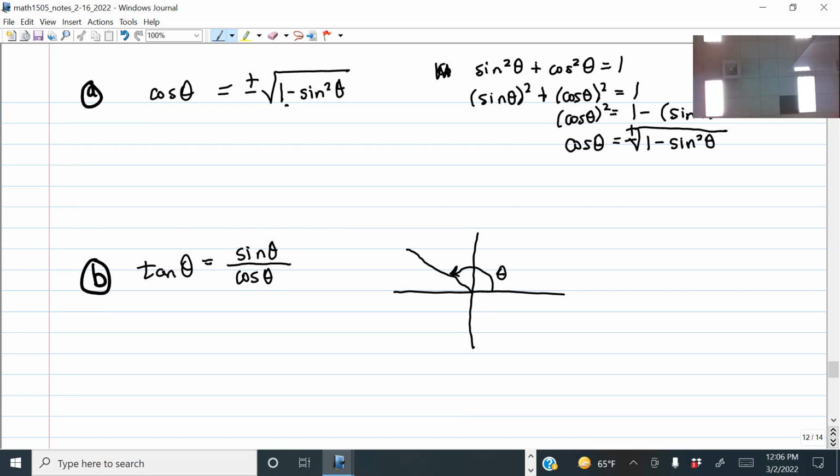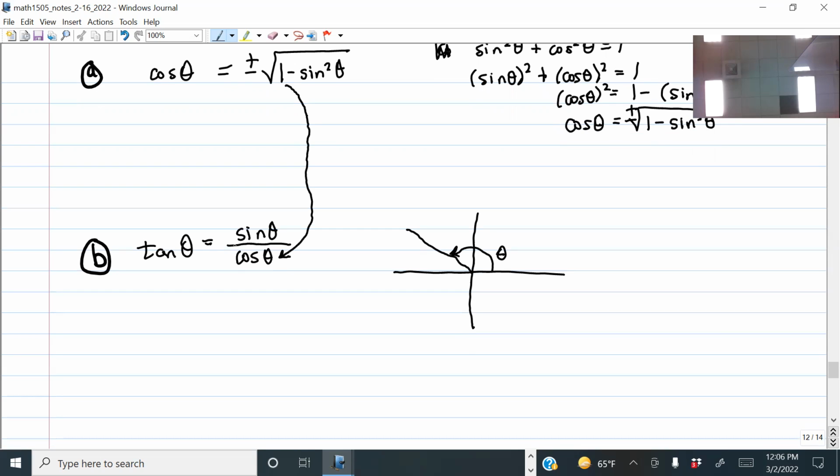I have this previous problem, right? Because don't I know that cosine is this from the prior problem? So where I have cosine, I can write plus or minus that square root, right? So you have sine of theta over, unfortunately, you got this plus or minus in it. So plus or minus the square root of 1 minus sine squared of theta.